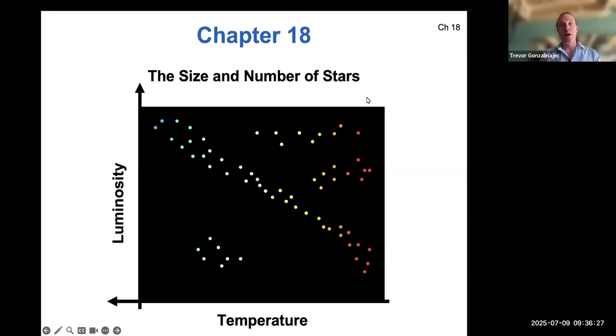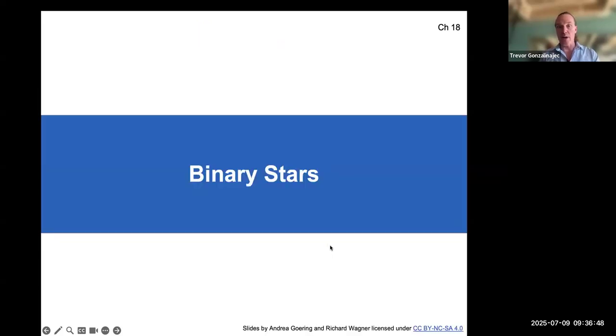Here we go. All right. We are talking about Chapter 18 with a title, The Size and Number of Stars. We have the HR diagram shown as our cover image with luminosity and temperature and some groupings of stars and their different colors. We'll talk about that quite a bit.